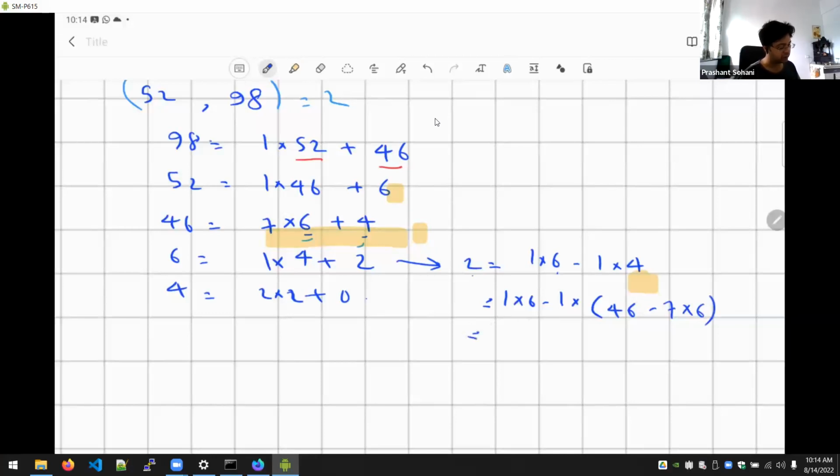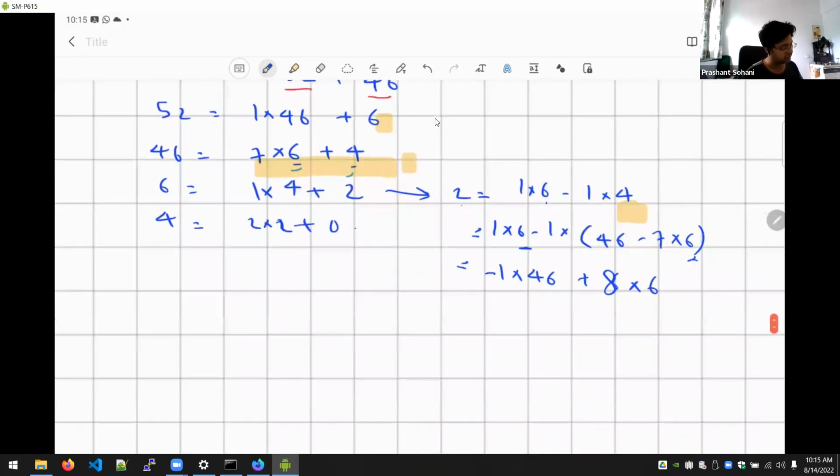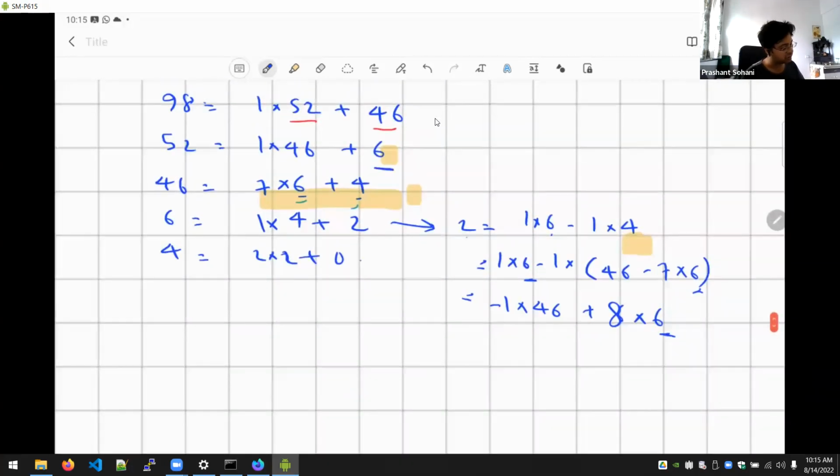Here again, regrouping 6 together and 46 together so that we can continue this chain in the upward direction, this is nothing but minus 1 times 46 plus 8 times 6. Okay, there was a mistake earlier; this should be 8. And so on and so forth. Now here I have to replace 6 with this term. So this is going to be minus 1 times 46 plus 8 times (52 minus 1 times 46). Again, 46 will get combined.